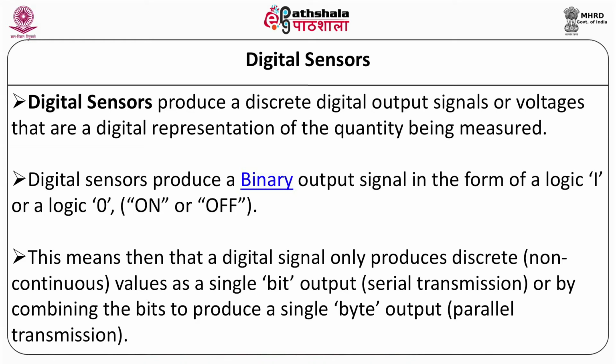Digital sensors produce discrete digital output signals or voltages that are a digital representation of the quantity being measured. Digital sensors produce a binary output in the form of a logic 1 or a logic 0, on or off. This means that the digital signal only produces discrete or non-continuous values. As a single bit output, serial transmission will be produced, or by combining the bits to produce a single byte output, parallel transmission will be produced.